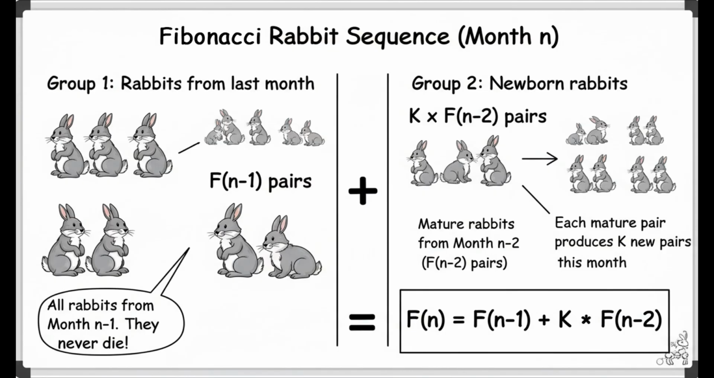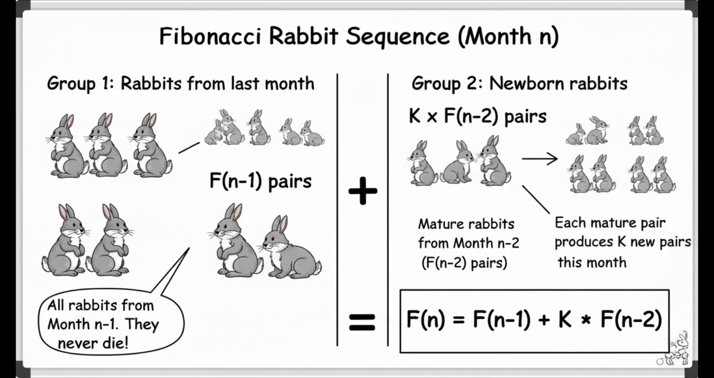Now, here's where we put on our math hats. Let's call f of n the number of rabbit pairs in month n. In any given month, our rabbit population consists of 2 groups. Group 1, rabbits from last month. All the rabbits from month n-1 are still alive, remember, they never die. So that's f of n-1 pairs.